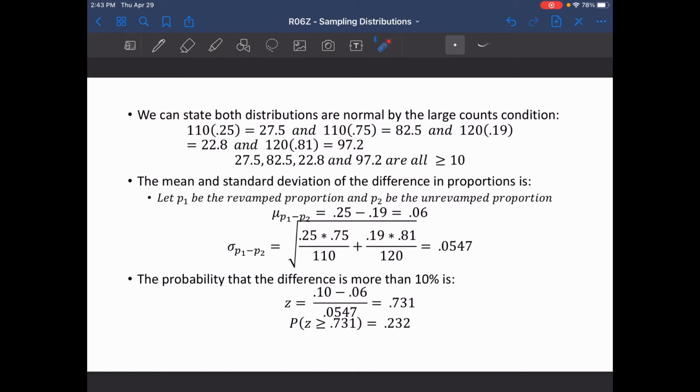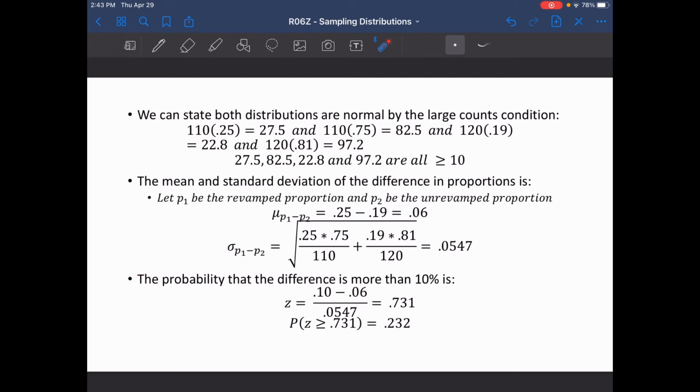The mean and standard deviation of the difference in proportions is found like so. So again, all we need to do is take the two proportions from the revamped restaurant and the unrevamped restaurant, subtract them, and that gives us a mean difference of 0.06 in proportions. And then our standard deviation is found like so, which we find out for our standard deviation of difference in proportions is 0.0574 in this case.